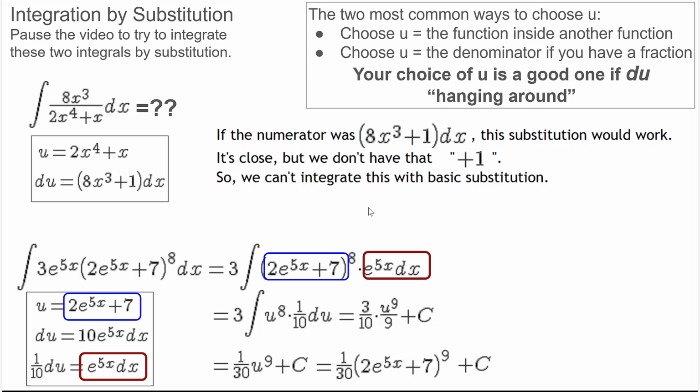Simplifying, 3/10 times 1/9 is 1/30th. Therefore, I have 1/30th u to the 9th plus c, and I resubstitute my u. U is 2e to the 5x plus 7, so I end up with 1/30th quantity 2e to the 5x plus 7 to the 9th power plus c. I hope this helps you understand how to choose u.